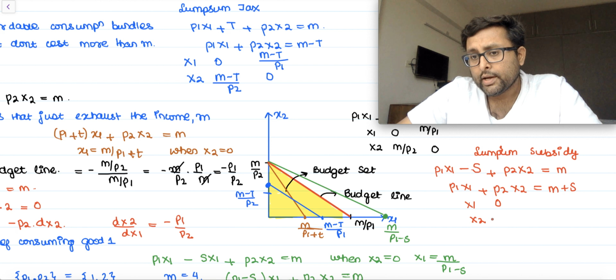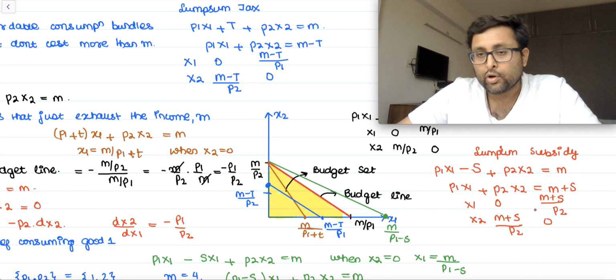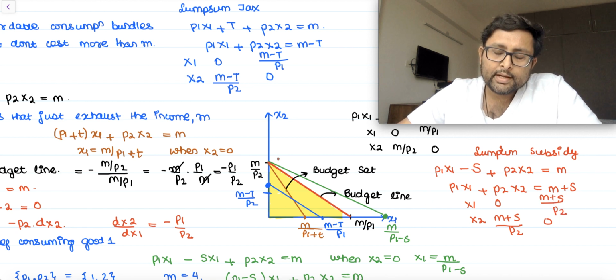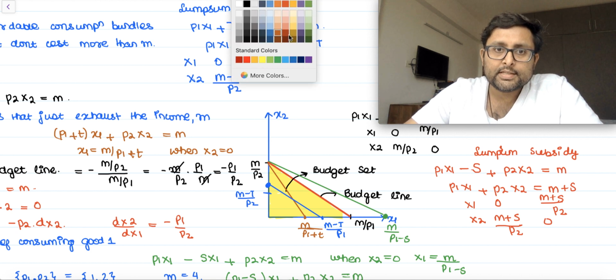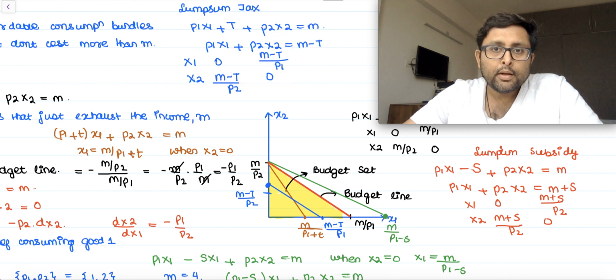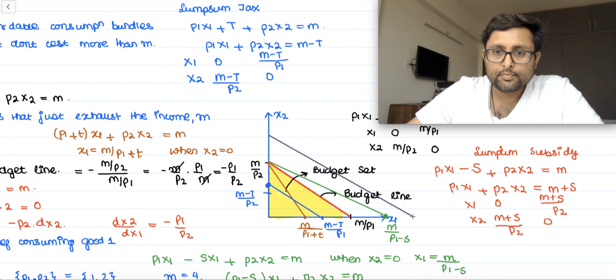So x1 is 0, x2 is (M plus S) upon P2. x2 is 0, x1 is (M plus S) upon P2. So again, as compared to this red budget line, let us say you draw, I don't know which budget line, let's say this one, and this is a parallel shift outwards, something like this. Okay?